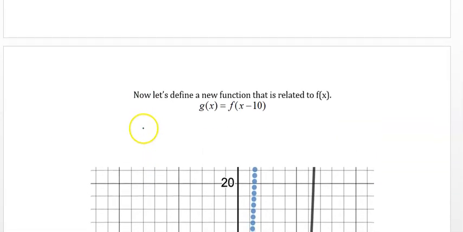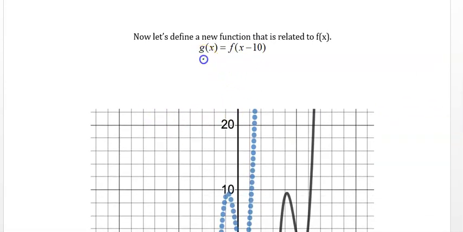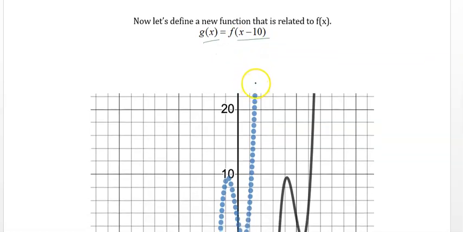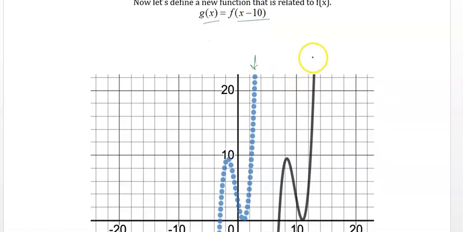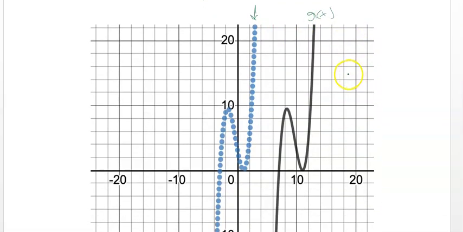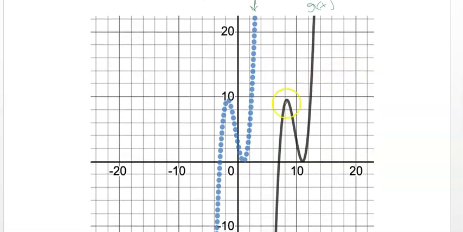So let's take a look at an example. What if I define a new function as g of x is f of x minus 10? So every x in my original function got replaced with x minus 10. Now my original function is here, the blue dots. That's the original function. This solid black curve is g of x. And boy, they look like the same thing, only one is a copy of the other. And if you look at the points that are of interest, typically the intercepts and the maxes and mins, we can just look at those for now.